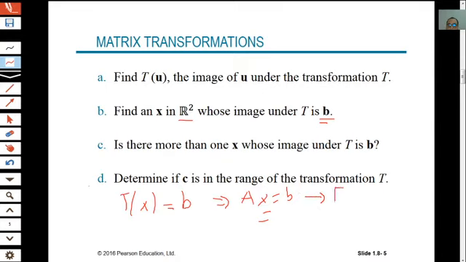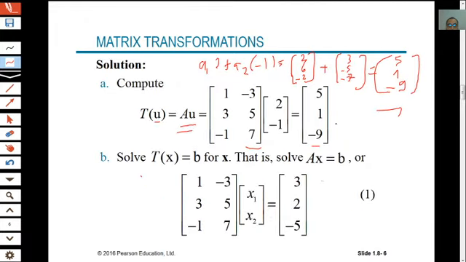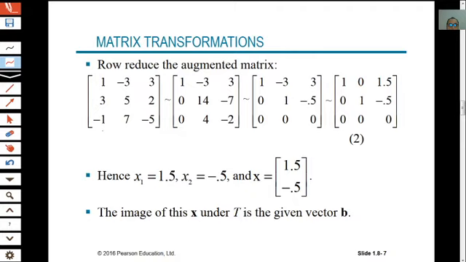For this, first we should find the echelon form of the augmented matrix, which is written here. Namely, first we write the coefficient matrix, and the last column will be the vector b. Therefore, we will find the solution of this system, A times x equal to b. After necessary row operations, you will obtain the echelon form or reduced echelon form of the augmented matrix like this.